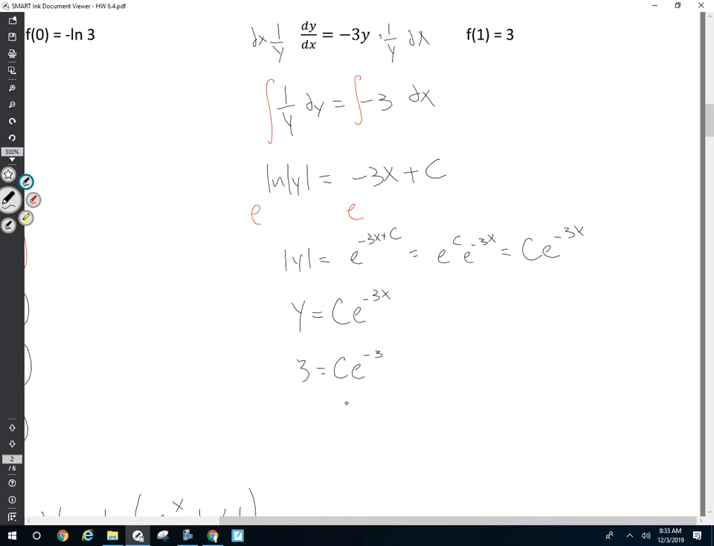Again, you could divide, you could write this as c over e to the third, and then multiply both sides by e to the third to get 3 e to the third. That gives you your solution, y equals 3 e cubed times e to the negative 3x. But again, for a multiple choice question, it might require you to understand that using your exponent properties, you can add these two exponents together.